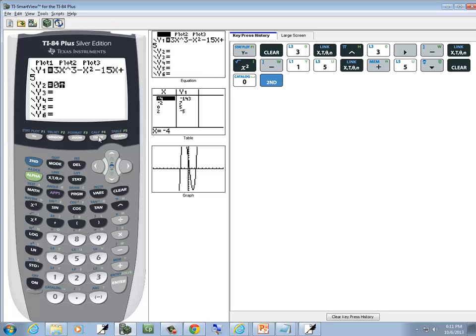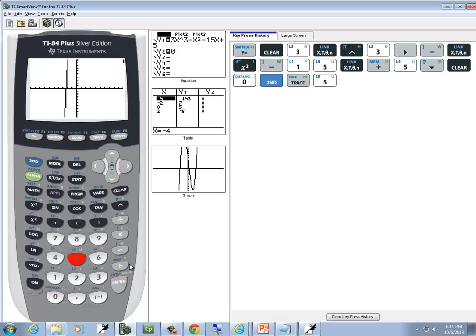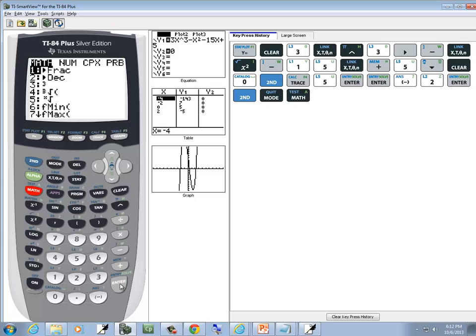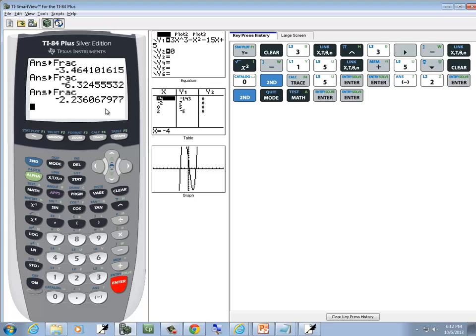And then we'll do second trace, choose intersect. Our answer is where it crosses the x-axis, which looks like -2, maybe? So let's do enter on first curve, enter on second curve, and we put in -2. And that doesn't look real promising for switching to a fraction, but let's try. So I'll do second mode, and then I'll do math, enter, enter. And it doesn't change. So we can't use that answer.